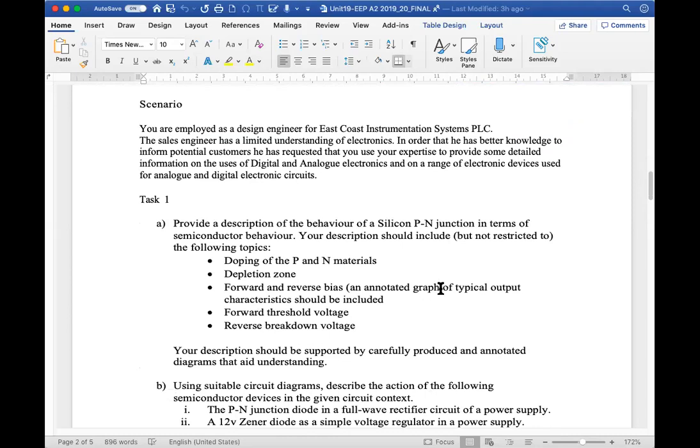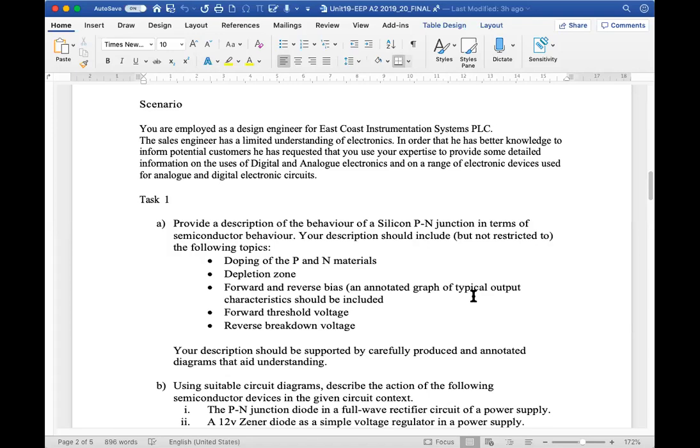So you're going to do a description of the behavior of a silicon PN junction diode in terms of semiconductor behavior, including but not restricted to those topics mentioned there. So I need you to talk about doping, about the depletion zone and how it changes, forward and reverse bias. So an annotated graph of the typical output characteristics should be included, and talk about the forward threshold voltage and the reverse breakdown voltage. Okay.